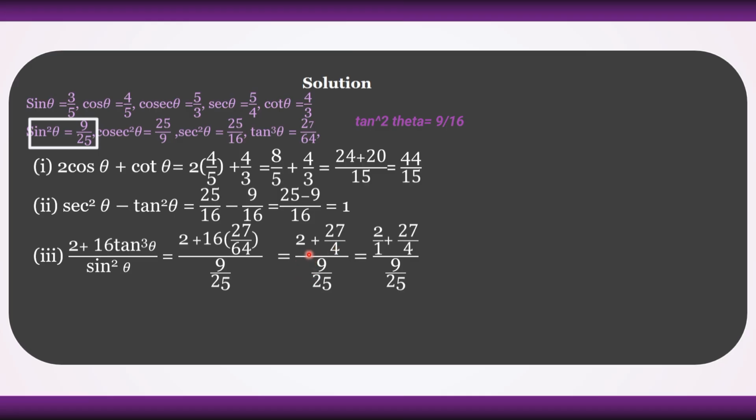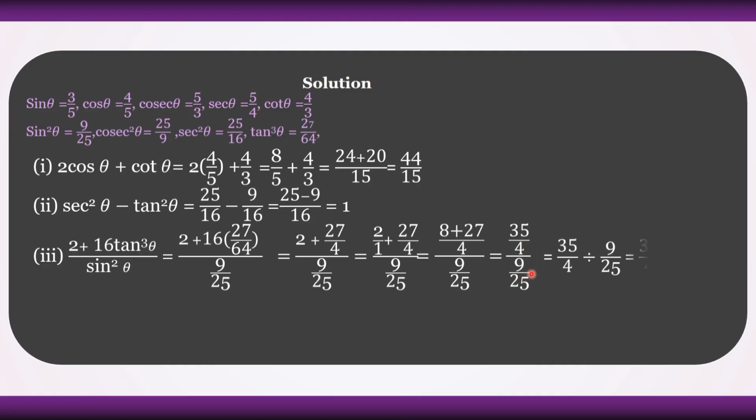Now, what is 2 plus 27 over 4? You turn this 2 to fraction, by dividing it by 1, so you have 2 over 1 plus 27 over 4 divided by 9 over 25. Now, what is the LCM of 1 and 4, which is 4? 4 divided by 1, you have 4. 4 multiplied by 2 here, you have your 8 plus 4 divided by 4, you have 1. 1 multiplied by 27, you have your 27. Now you have 8 plus 27, that is 35 over 4 divided by 9 over 25. And that is what we have here.